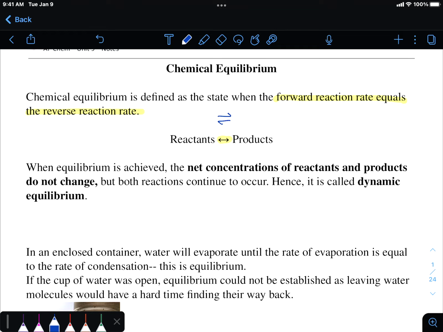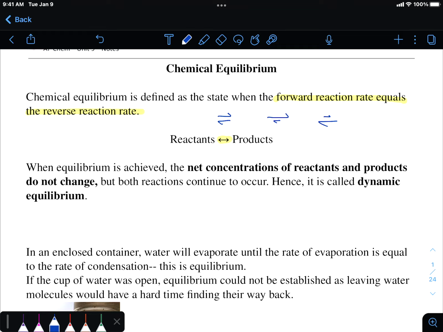And sometimes the arrow is unequal in size, meaning sometimes the forward arrow is a little bit bigger than the reverse arrow. Sometimes the reverse arrow is bigger than the forward arrow. It kind of depends, and there's a reason for that, which we'll talk about in just a bit. But the point is, you have some kind of arrow which goes both ways. Right? So equilibrium is a state, and when you are at chemical equilibrium, that is when the rates are equal.